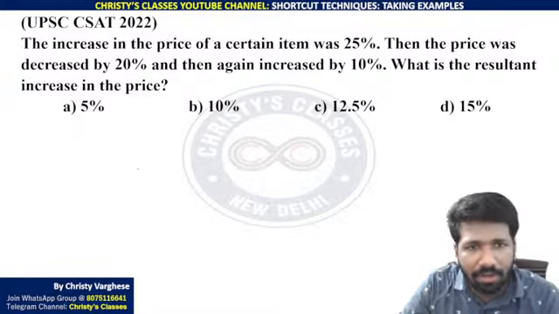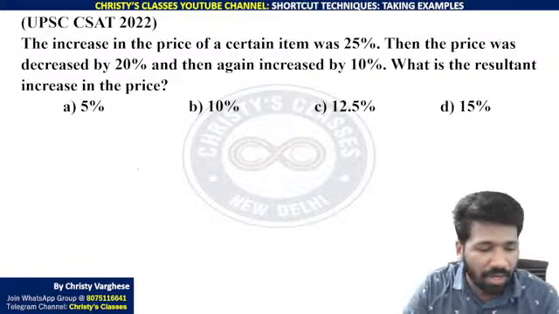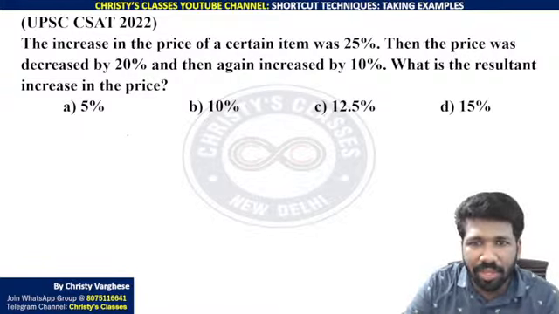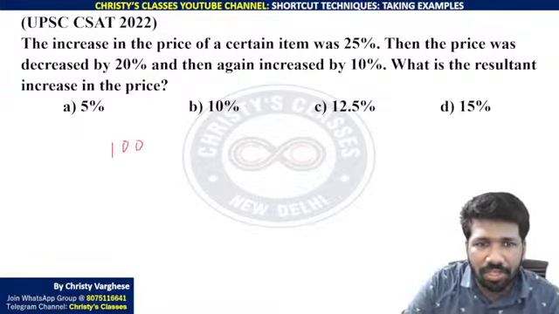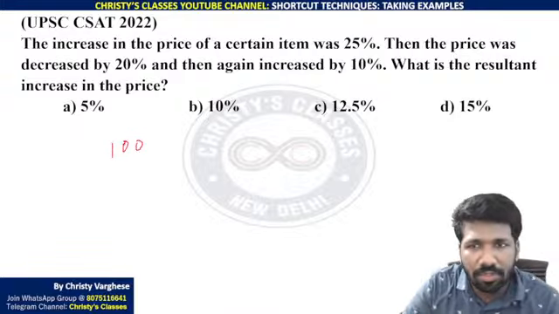The initial price of the item was unknown. So in the direct method we will take, let x be the unknown. Then a 25% increase means 125 by 100 x. Then a 20% decrease means 80% of 125 by 100 x. Then a 10% increase means 110% of 80% of 125 by 100 x. But that is very complicated. Instead, just think in your mind, let 100 be that initial quantity. Why 100? Because for percentage, 100 is the best example.